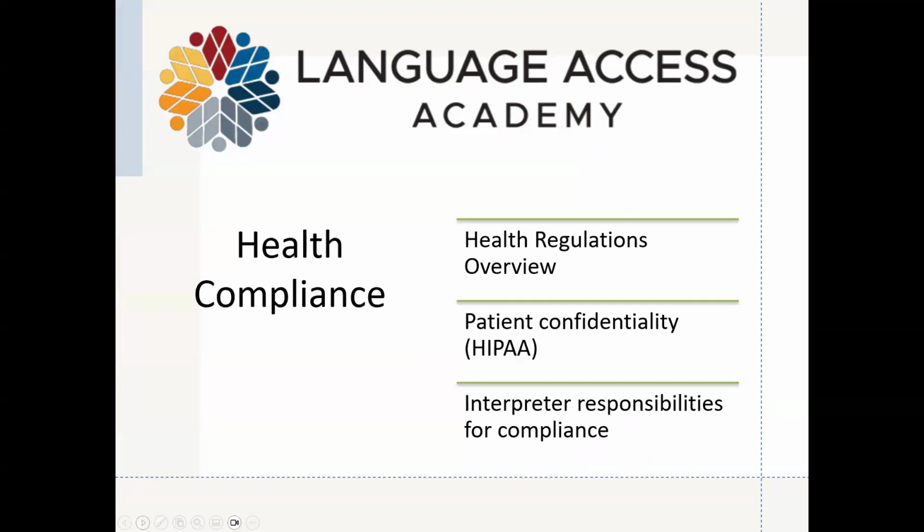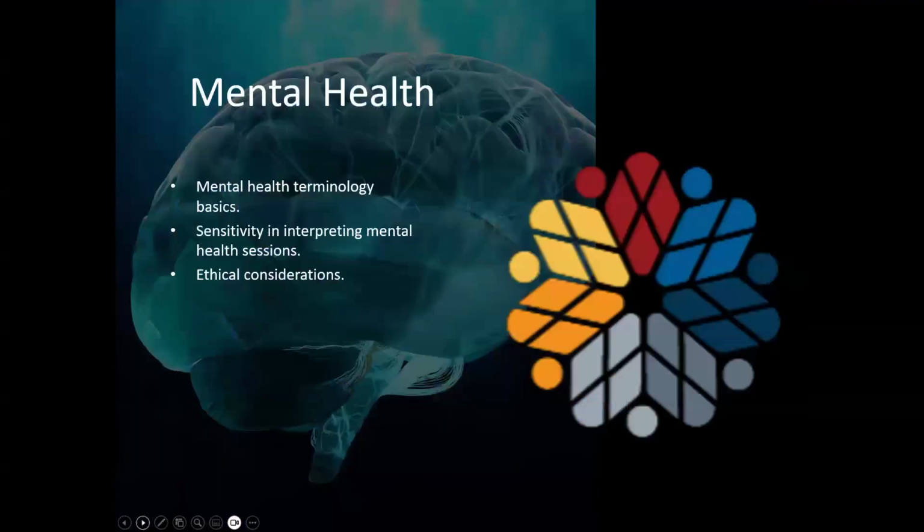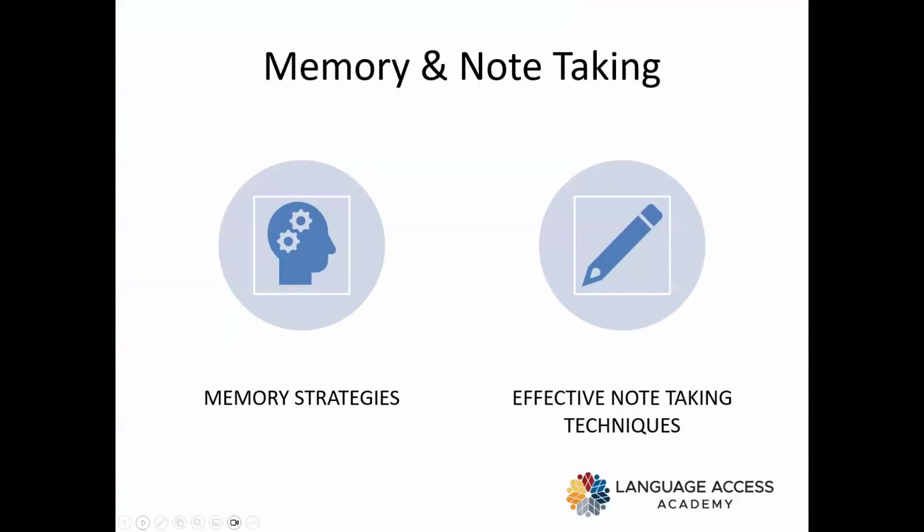We will also understand what the health compliances are and how that applies to my work as a medical interpreter. And then we will have a module on behavioral health and mental health and understand terminology, sensitivity in interpreting in mental health sessions and ethical considerations. We will close all the modules with memory development for interpreters.